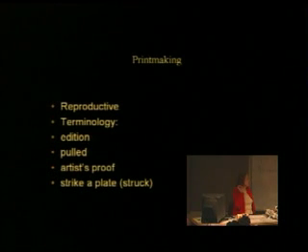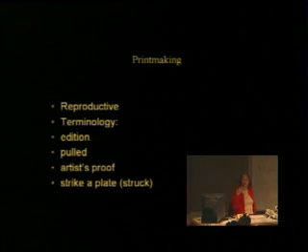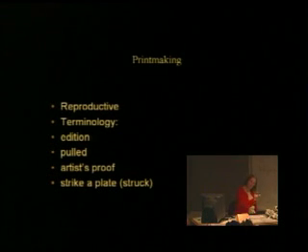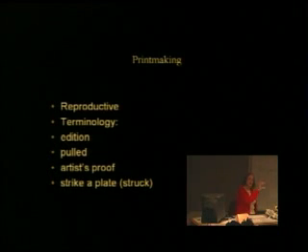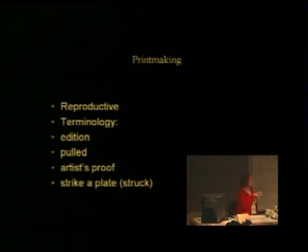And maybe it will say 27 of 100. What that tells you is that it was the 27th print that came off of the presses out of 100 the artist was going to make. And so that guarantees you a certain quality. It also guarantees the price. You know that if you're buying something for $50 or $100.